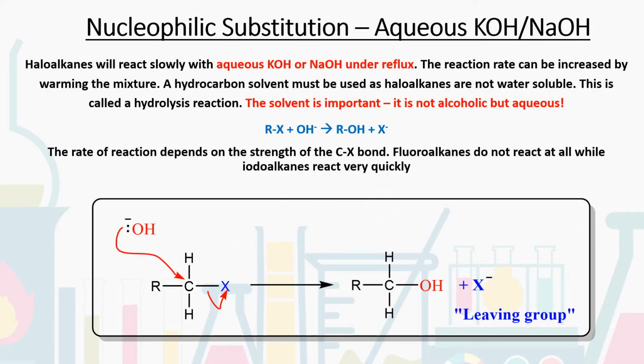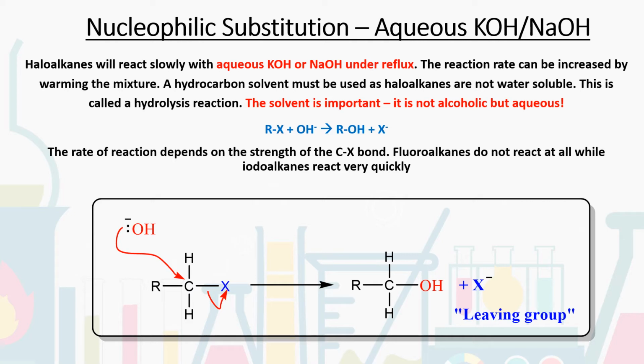So we can look at a fair few examples of these mechanisms in action. Remember that the mechanisms always follow the same general arrow pushing for this nucleophilic substitution type. So haloalkanes will react slowly with aqueous potassium hydroxide or sodium hydroxide under reflux. The reaction rate can be increased by warming the mixture. We know from really simple kinetics that we can increase the rate of reaction by heating something up, because the collision frequency increases, the particles have more energy, therefore more successful collisions.